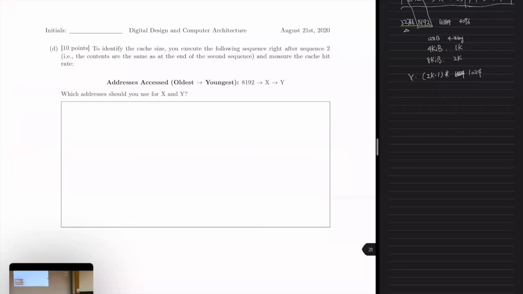So X would be 2K minus 1, times 4K, or a positive integer multiple. Y would be 32K. Yep.